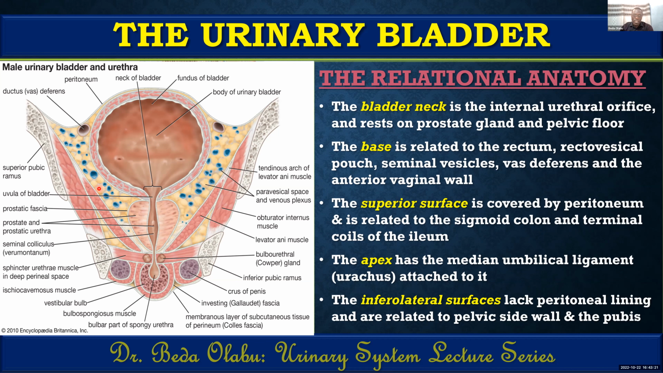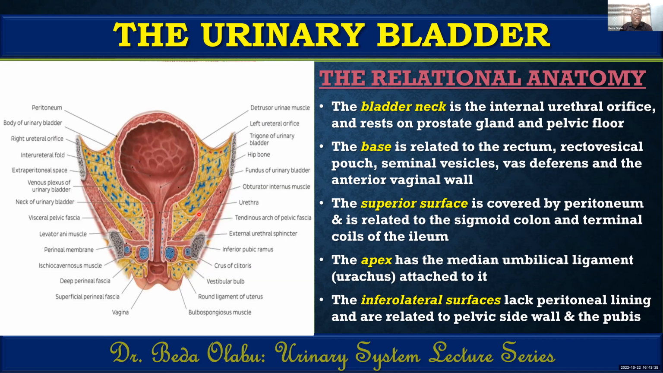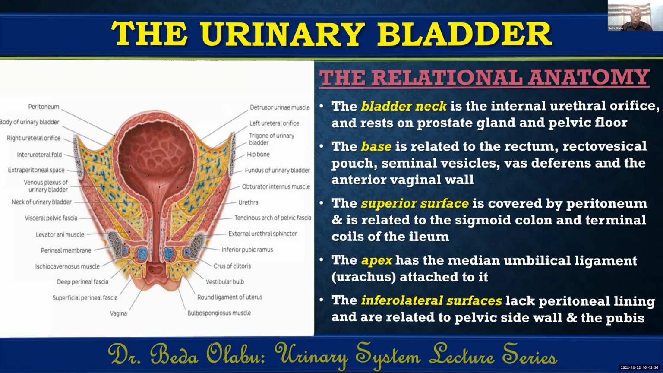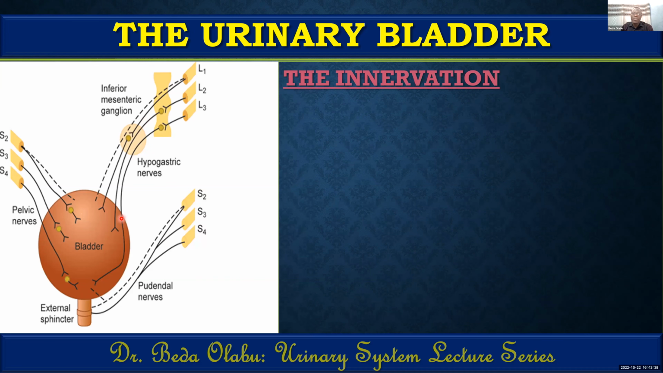in male, and this other one captures for you the same story, but now in female. So that's the relational anatomy of the urinary bladder. Now we can talk about nerve supply to the urinary bladder.